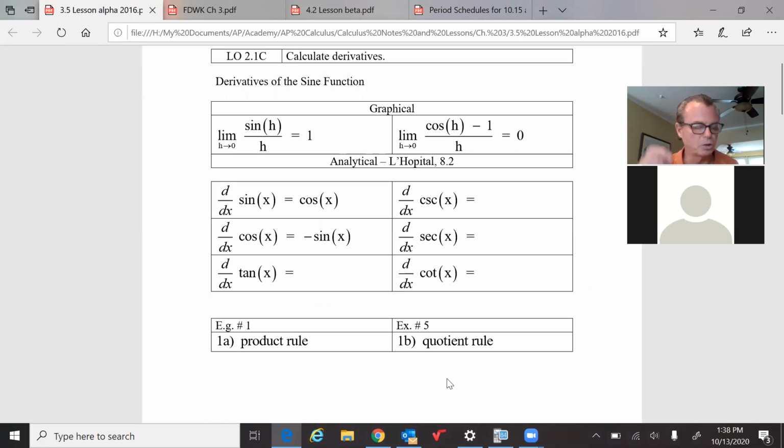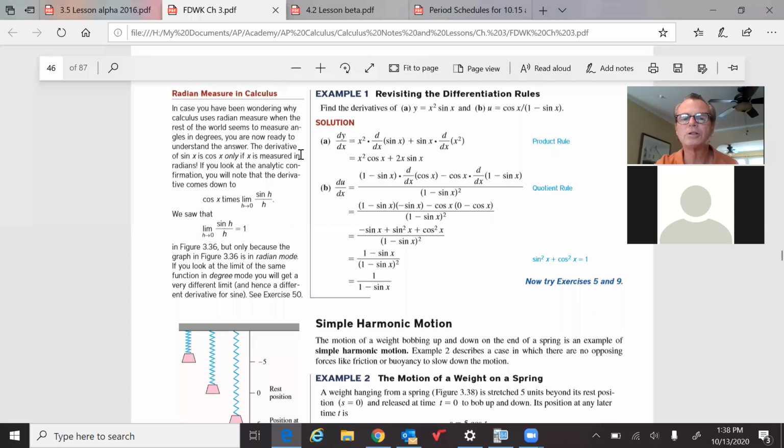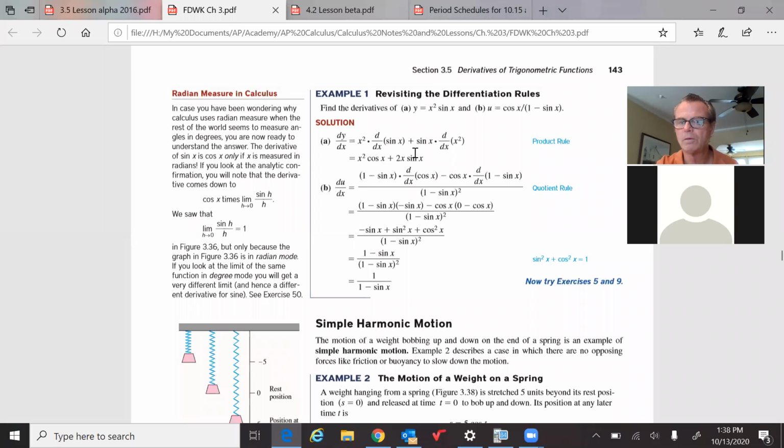So you're going to get practice with the quotient rule today on AP Classroom. So we're just going to worry about problem 5, which is the product rule. Guys, you're going to use this as your model, part A, example 1A, to do problem 5. We're not going to worry about problem 9.